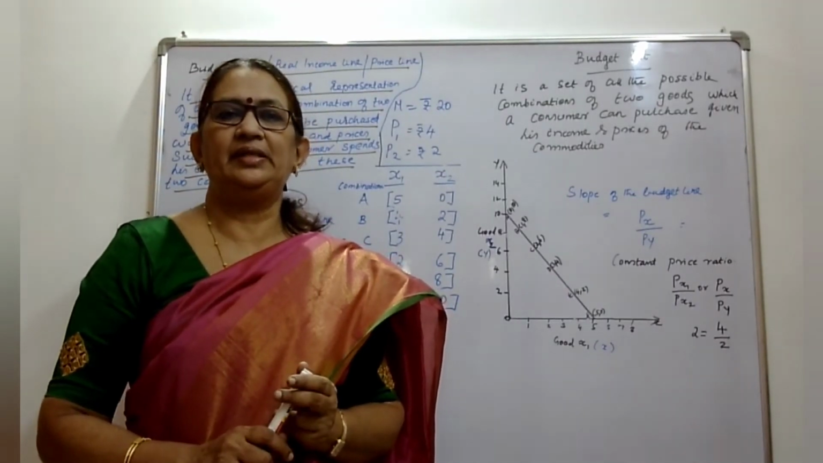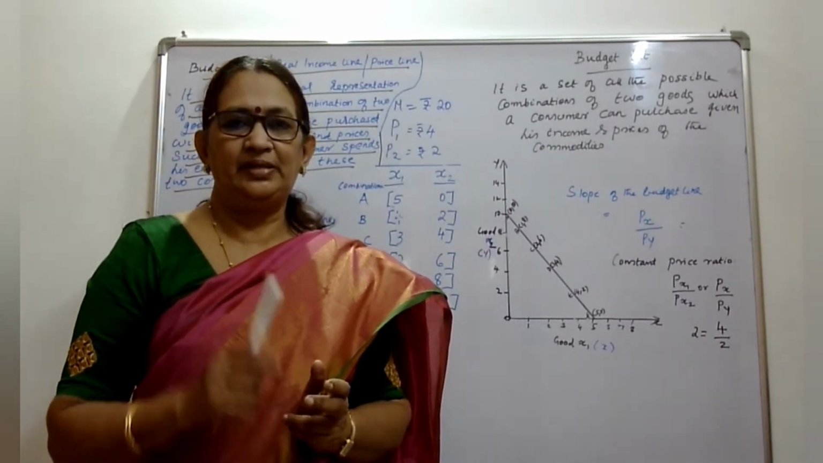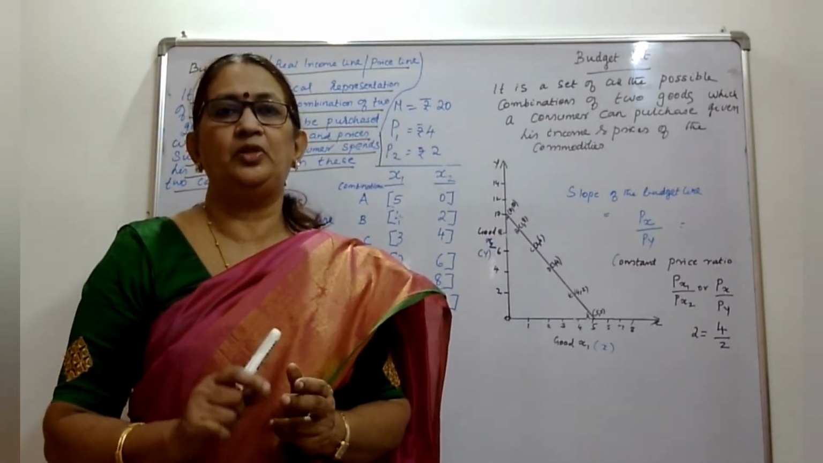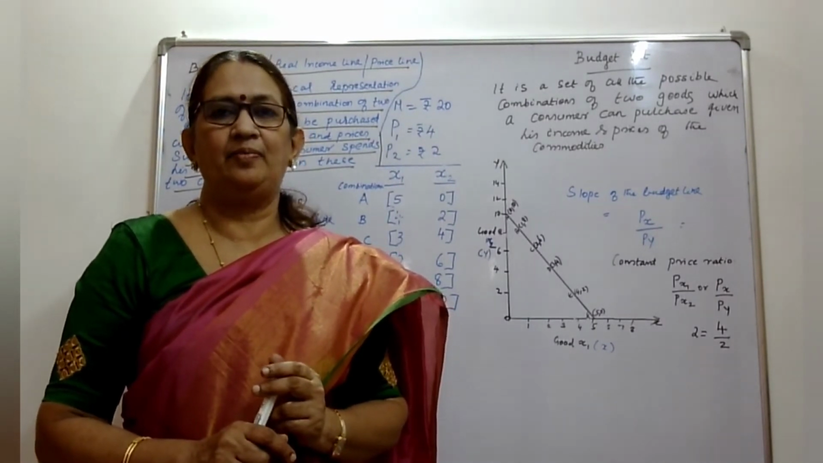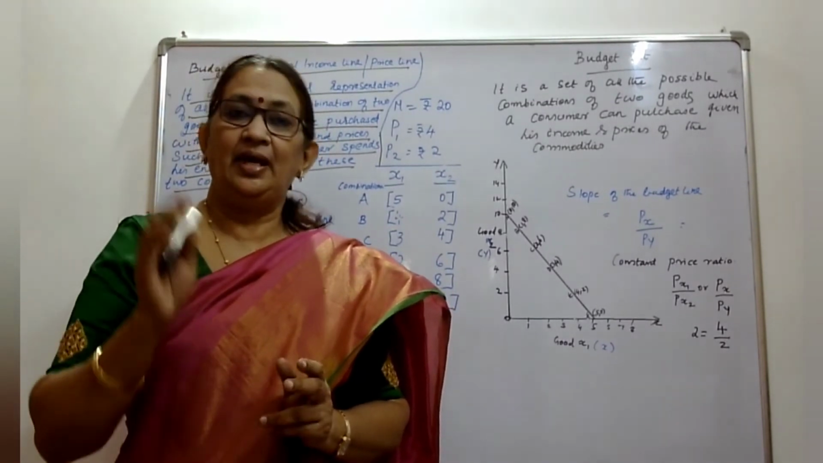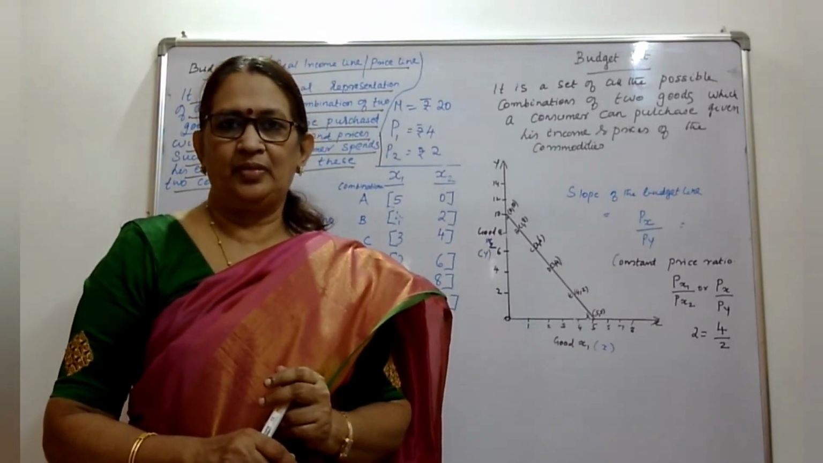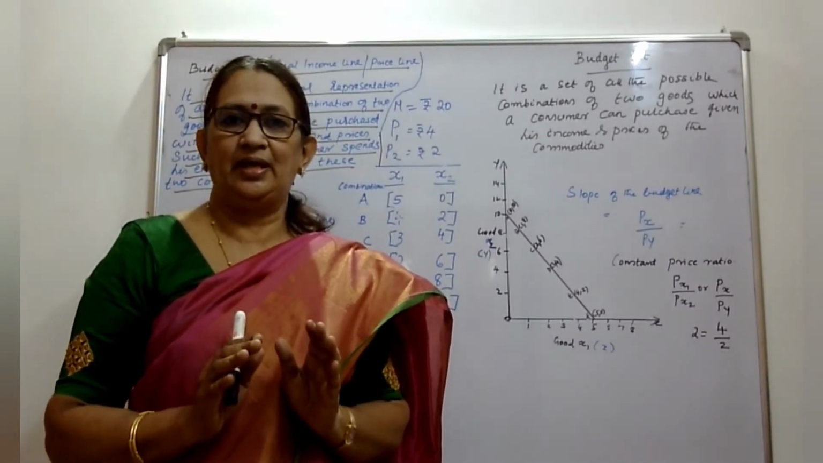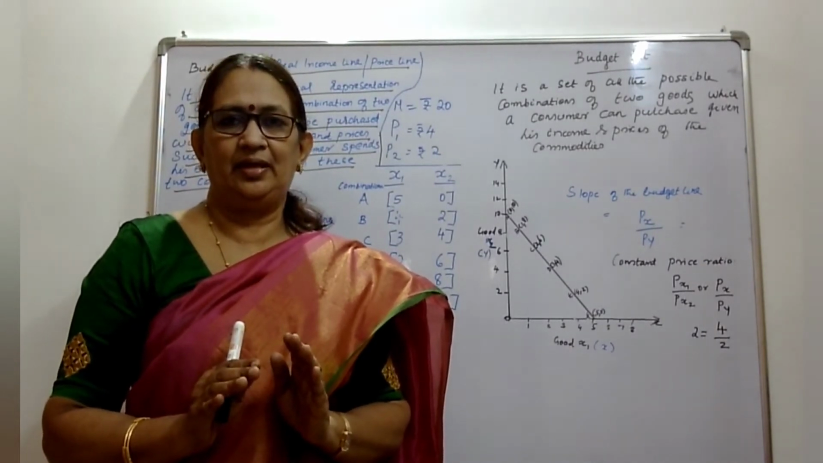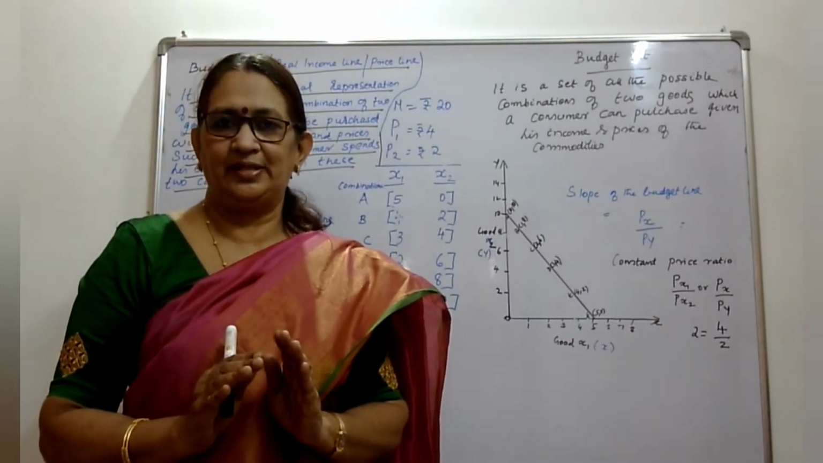We are going to see what is a budget line or price line, what is a real income line. Budget line is a graphical representation of all the possible combinations of two goods which the consumer can purchase, spending his entire income on these two commodities given the prices of the commodities and the income of the consumer. The assumption is that the prices of the commodities remain constant, and the income of the consumer also remains constant.